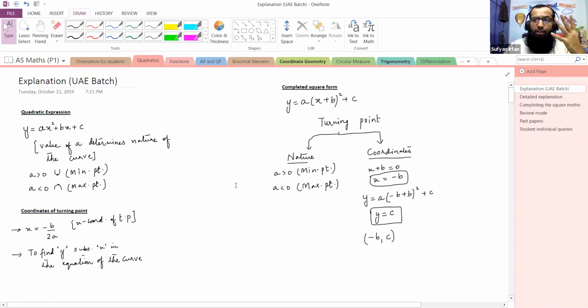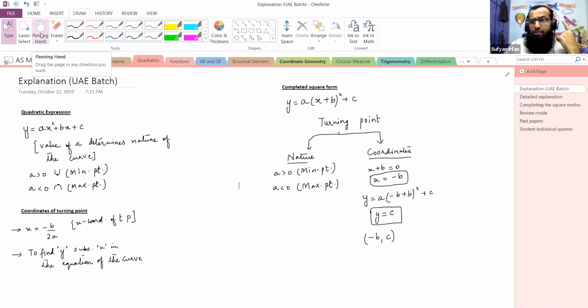Quadratics comprises of four aspects: the quadratic expression, the quadratic equation, the quadratic inequality, and the disguised quadratic equation. So let's begin with the first type, that is quadratic expression.